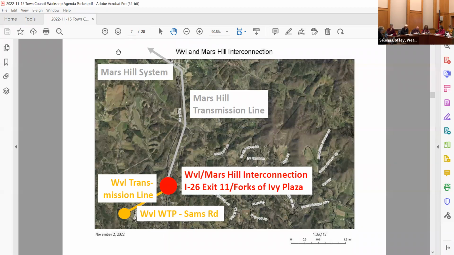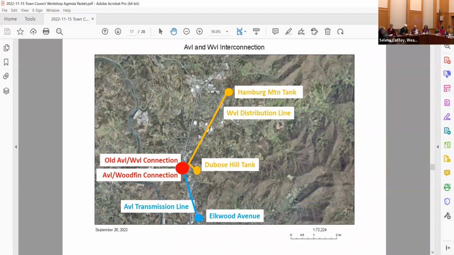So then we move on to page 15. This takes us to, if we can advance our slide to page 17 there, which shows us our Asheville and Weaverville. Okay. So this one is really important because town council has had a lot of conversation about the potential for purchasing Asheville water. The short of it is, yes, we can, if we want to spend $17 million or $14 million. So that information is right in front of you.